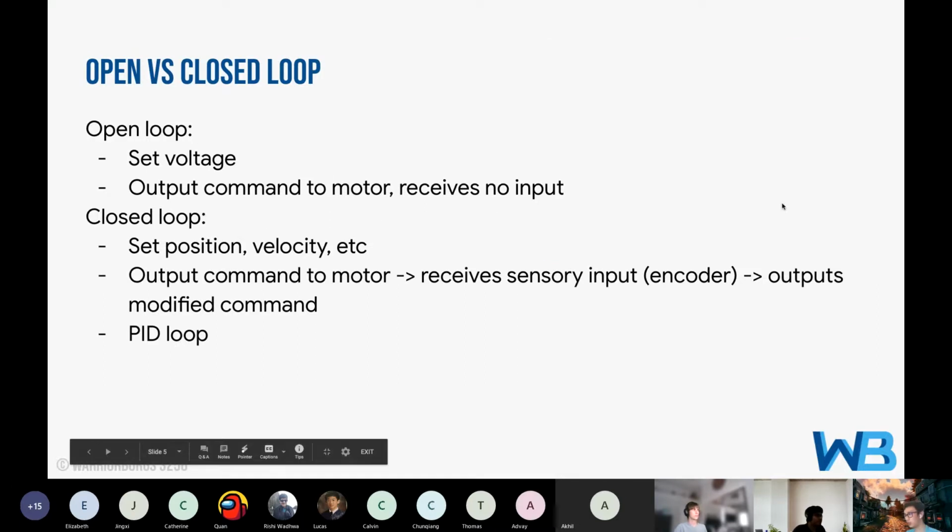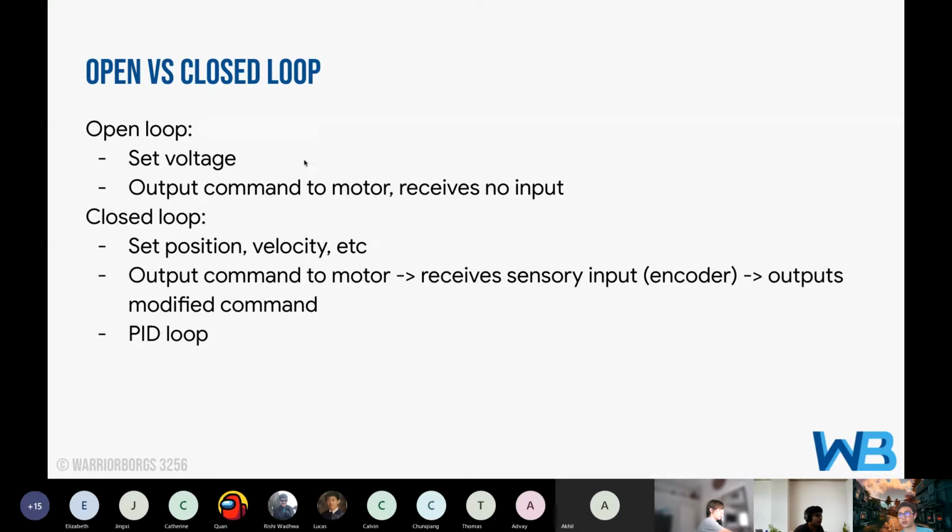So when you're controlling a motor, there's basically two ways you can do this. There's open loop and there is closed loop. Open loop, you can think of it like disconnected, like it's just a one-directional control. For example, you can set the voltage of your motor. So this would be an output command, but you would not get anything back from it. Or if you do get an encoder value back, you don't use it. So that would be open loop.